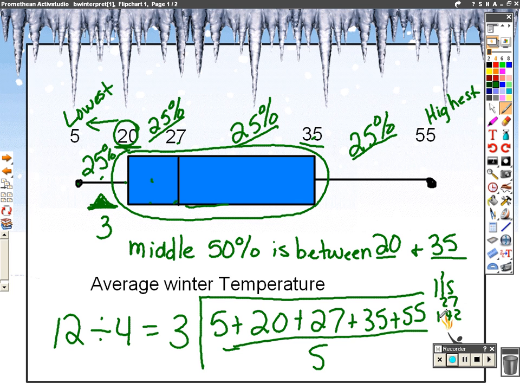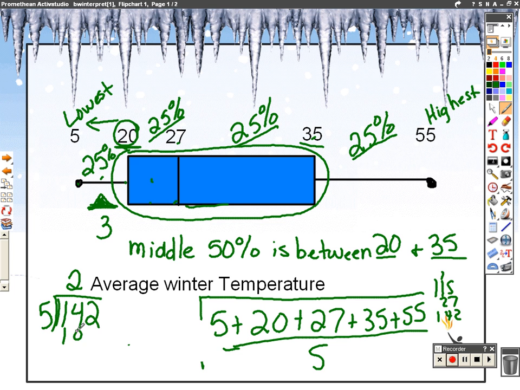And now I need to divide that by 5. I'm going to take out my eraser and clear myself some room. Okay, so 142 divided by 5. 5 goes into 14 2 times. Bring down my 2. 5 goes into 42 8 times. And 5 goes into 20 4 times. So an estimate of my mean would be 28.4.